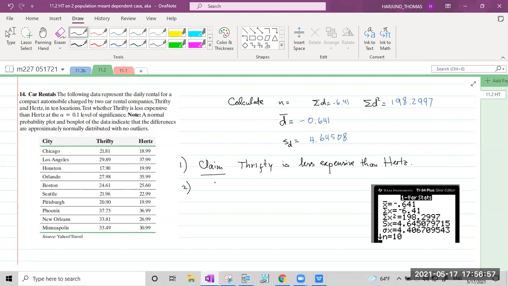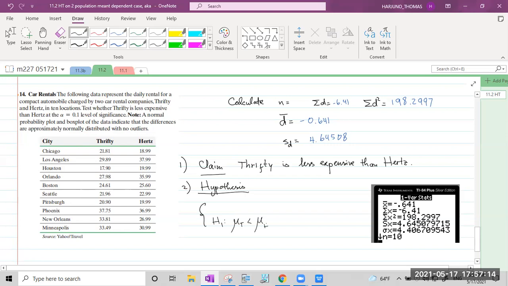Okay, now step 2, hypothesis. Thrifty is less expensive, so H1: mu T is less than mu H, right? But because it's matched pair, we modify this to be mu D greater than or equal to 0, and mu D less than 0.